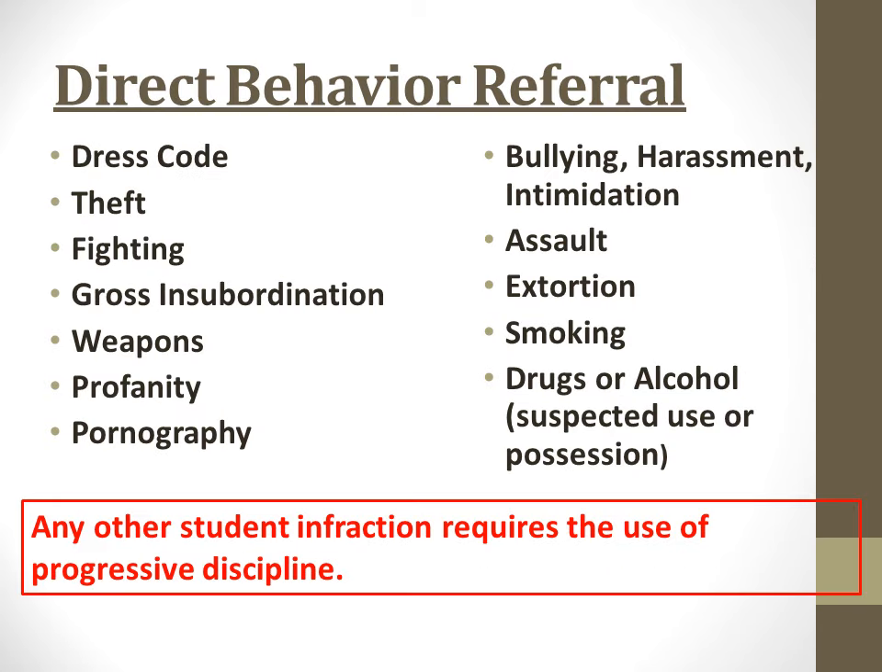Direct behavior referrals. These are referrals that come directly to the dean's office, and you're not using progressive discipline or sending them to focus. If any of these situations or incidences come up, please let us know right away, and get that behavior referral when you can. So as quickly as you can, but you do not need to disrupt the class or your lesson. Dress code, theft, fighting, gross insubordination, weapons, profanity, pornography, bullying, assault, extortion, smoking, drugs, or alcohol. Those will all result in direct referrals to the dean's office.